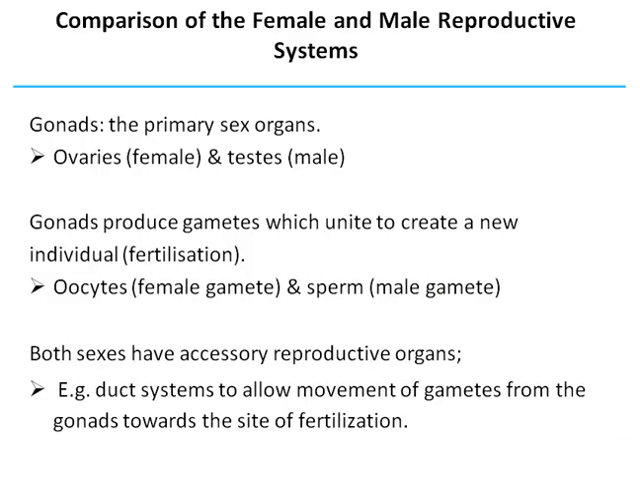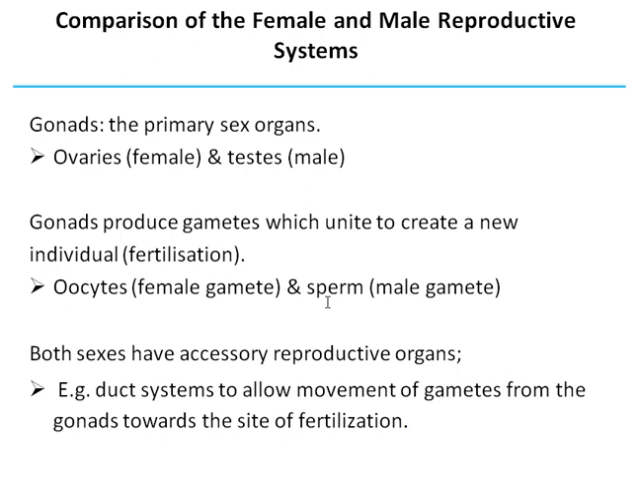In this slide, we're considering some of the common features of both the male and female reproductive system. Both male and female have structures called gonads. These are the primary sex organs. In females, these are called ovaries. In males, they're called the testes. The gonads produce the gametes. These are the sex cells. These are going to unite to create a new individual. They're called oocytes in females and sperm in males.